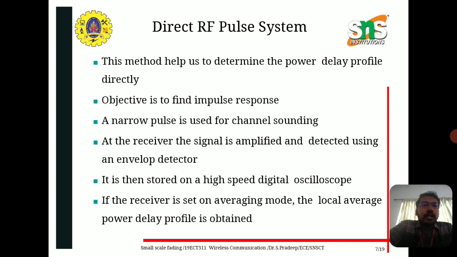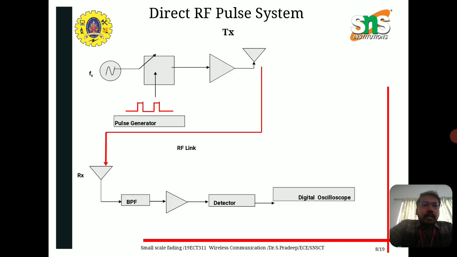This method helps us to determine the power delay profile directly. The objective of the direct RF pulse system is to find the impulse response. A narrow pulse is used for channel sounding. At the receiver, the signal is amplified and detected using an envelope detector. After that, it is stored on a high-speed digital oscilloscope. If the receiver is set on averaging mode, the local average power delay profile is obtained. The diagram for the direct RF pulse system is shown in this figure.